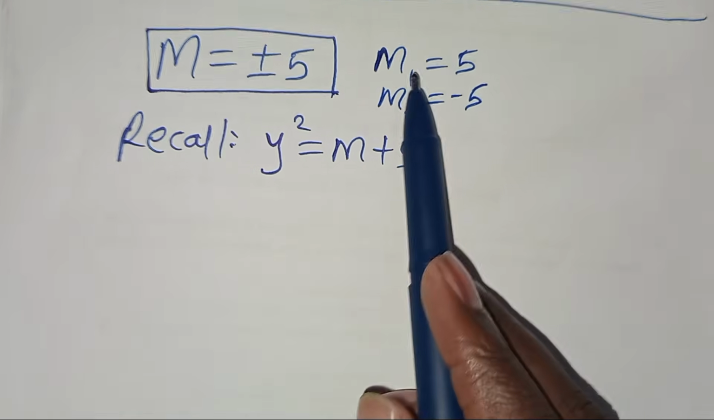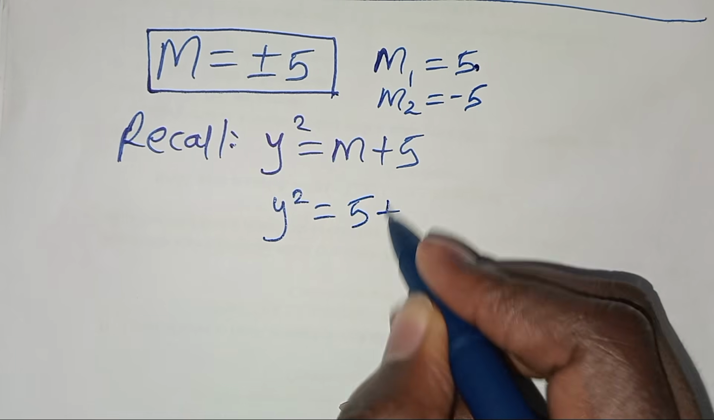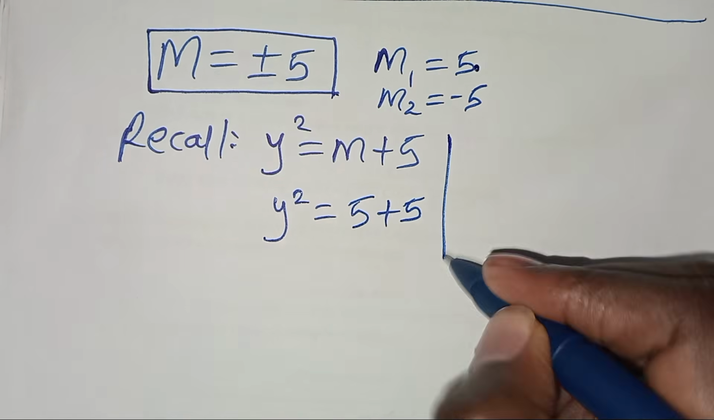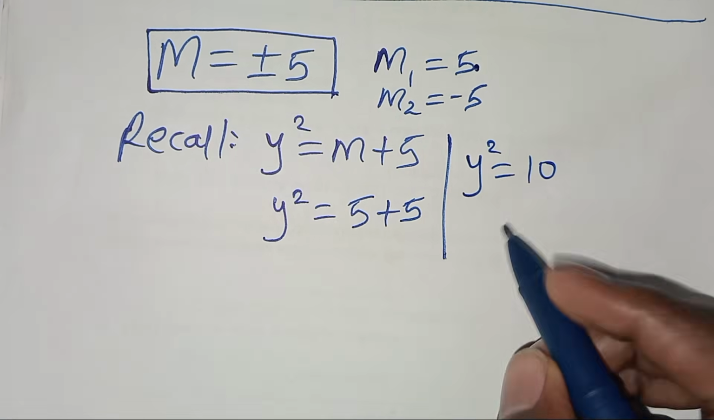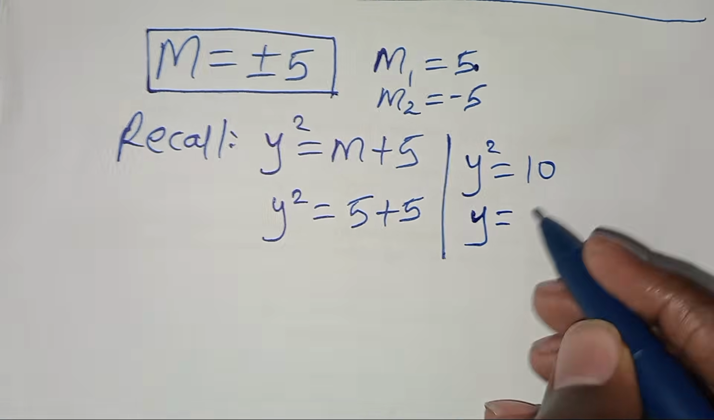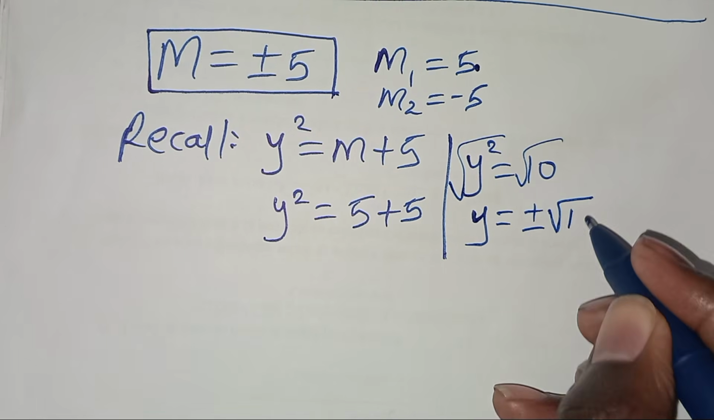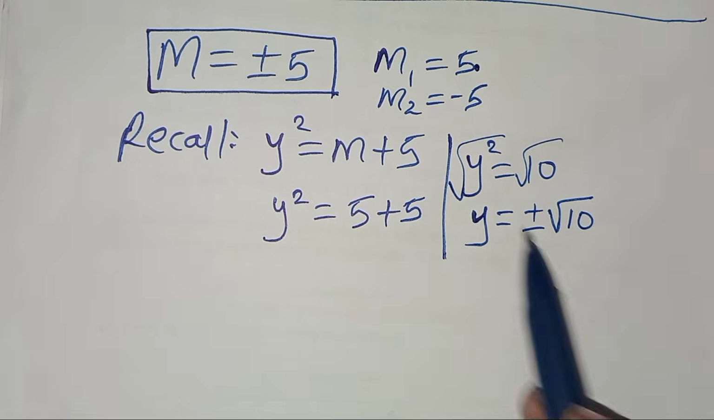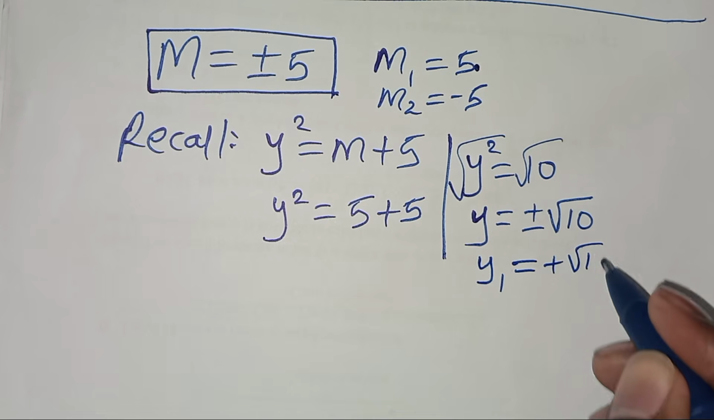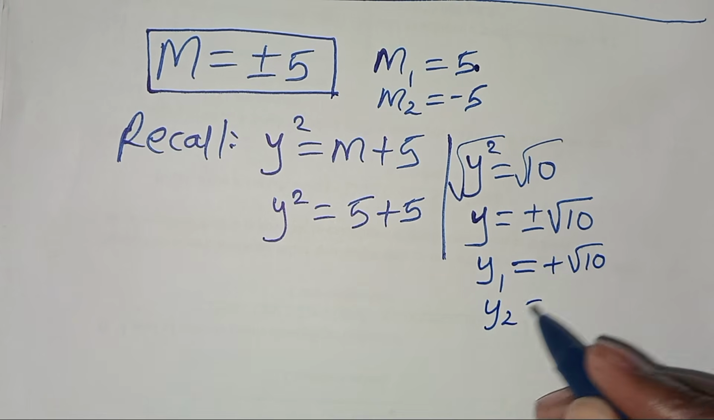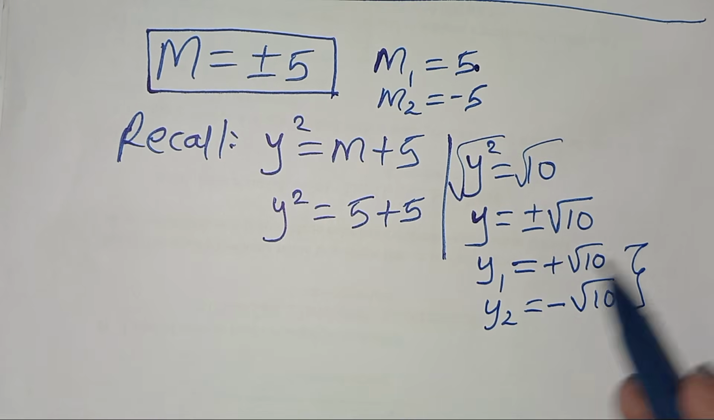Okay, so substituting m1, you will have y squared, this is the same thing as 5 plus 5, and this is basically equal to 10. Okay, so to get the value of y, we get the square root of both sides so that y is equal to plus or minus square root of 10. So in this case, we have that y1 is equal to positive square root of 10, and y2 is negative square root of 10. These are the first values of y.